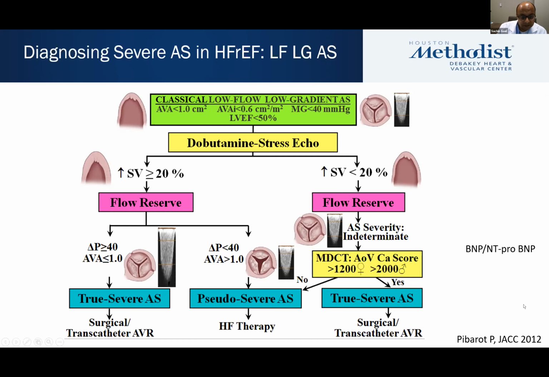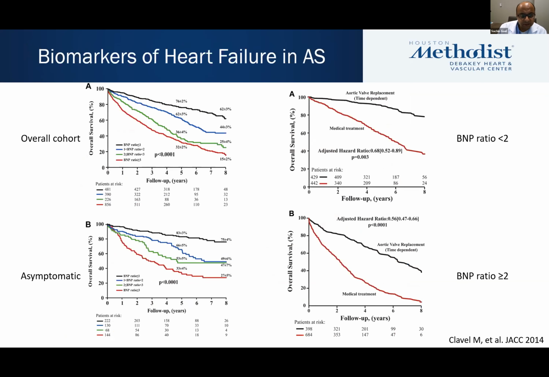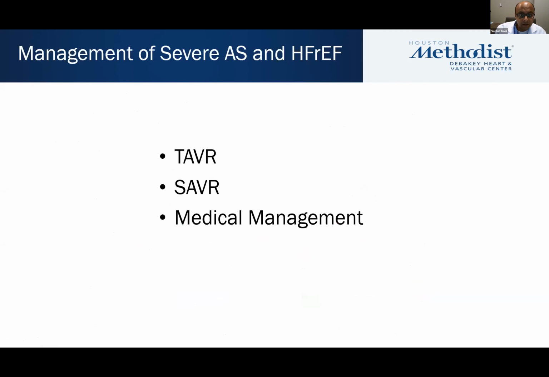The other part of the equation is biomarkers such as BNP and NT-proBNP. This is one slide from Marianna Clavel's work at Mayo Clinic, looking at the prognostic importance of BNP in overall patients and also in asymptomatic patients. The higher the BNP, the worse the outcome, depending on AVR or medical therapy as well. This leads to the concept of checking BNP in patients who may be asymptomatic, and there's an important role for biomarkers here.